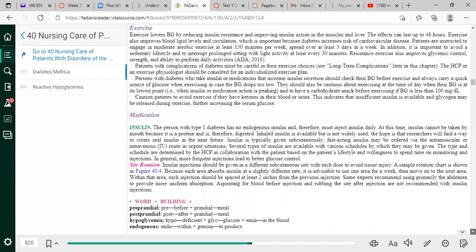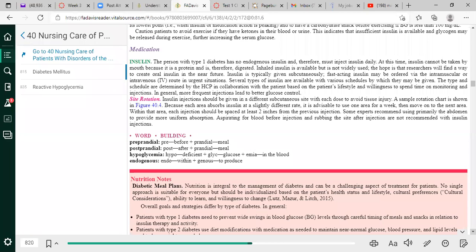And it talks about medication. Insulin can be given sub-Q or by IV, or it can be inhaled. What does sub-Q mean? So sub-Q is in the fatty tissues. It can be given in the fatty tissues.